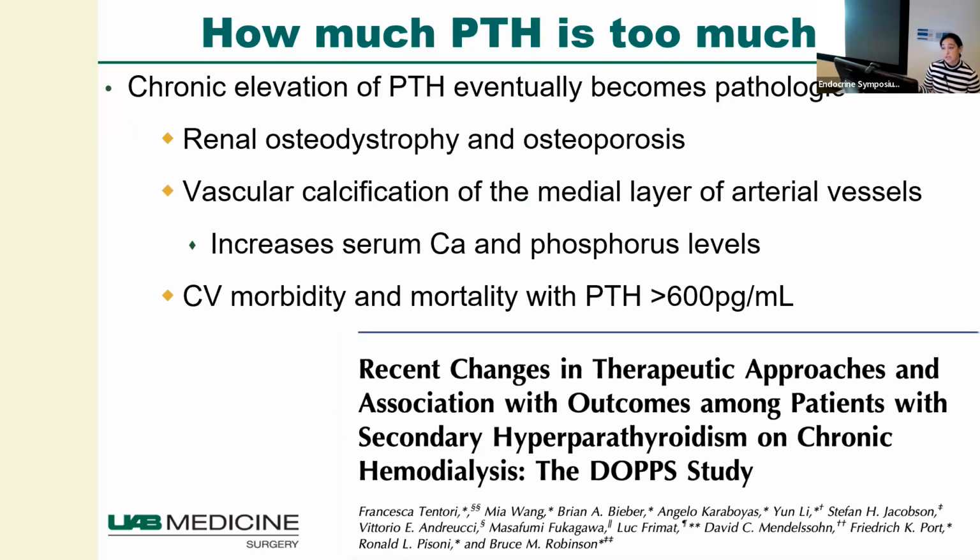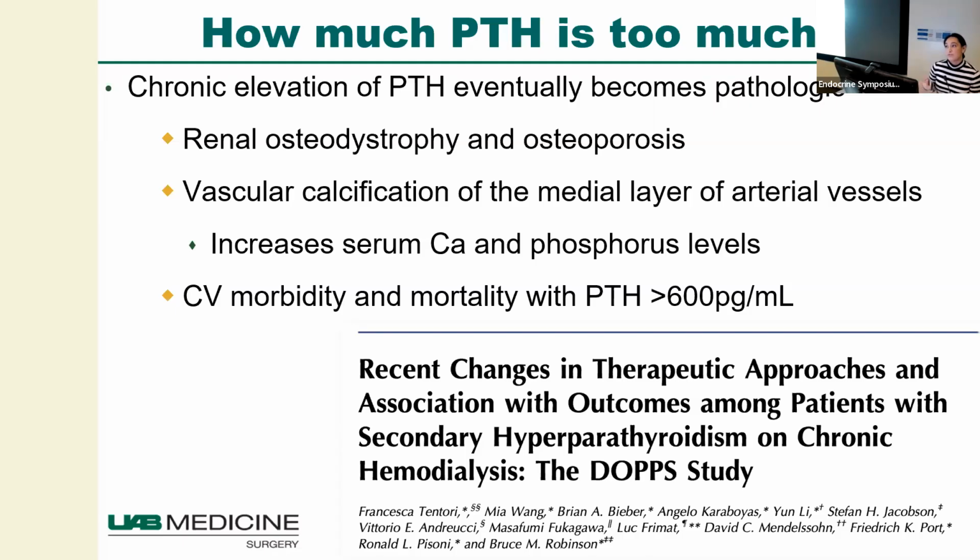So we do know that low PTH and PTH suppression is a risk factor for bone disease and parathyroid hyperparathyroidism. The other thing that we know is with PTH being too much, it's also detrimental. So you start to see renal osteodystrophy and osteoporosis, where you have really high rates of bone turnover and abnormal bone mineralization. So those bones are pretty weak and have low density.